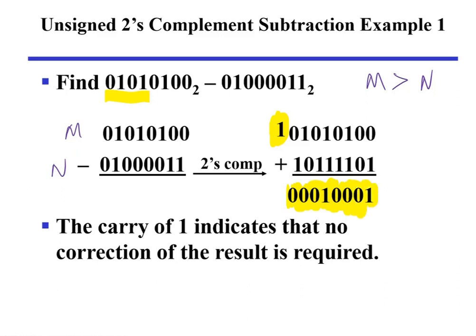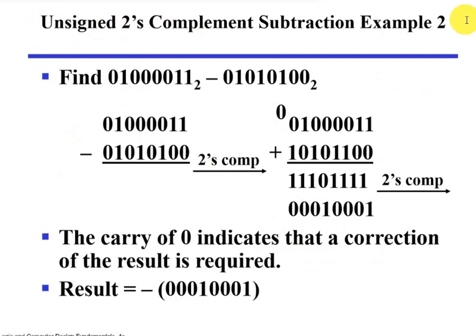Right? And now you know how to get the 2's complement very easily: 1's complement plus 1, or there is another alternative method that you can use. And also, this carry indicates we don't have to perform any kind of correction to the result.